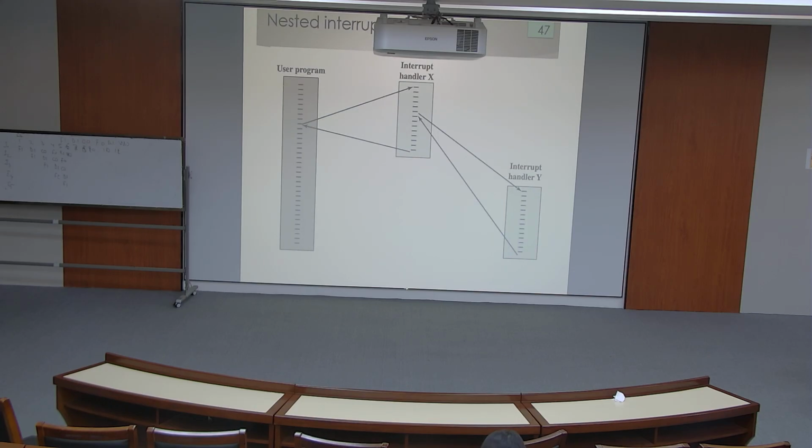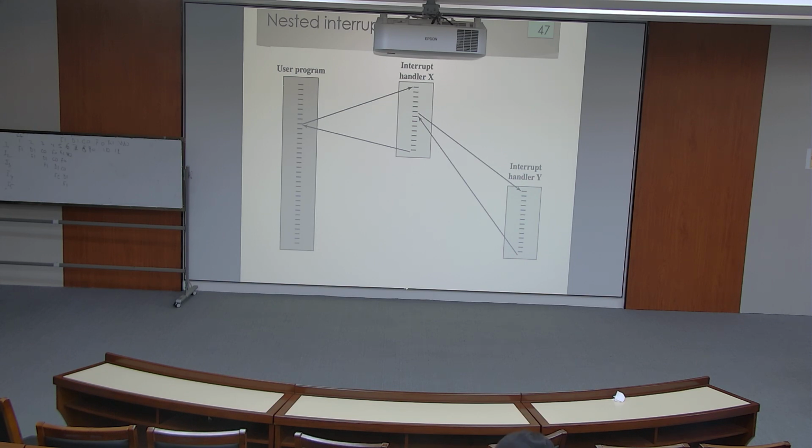Now, they can be nested interrupt processing. We have a user program here. Now, at a time I, there is an interrupt X. Interrupt X needs to be handled. So while the microprocessor is handling the interrupt X, there is another interrupt Y. So you see, it has to handle the interrupt Y before it finishes handling the interrupt X. This is what we call nested interrupt processing.